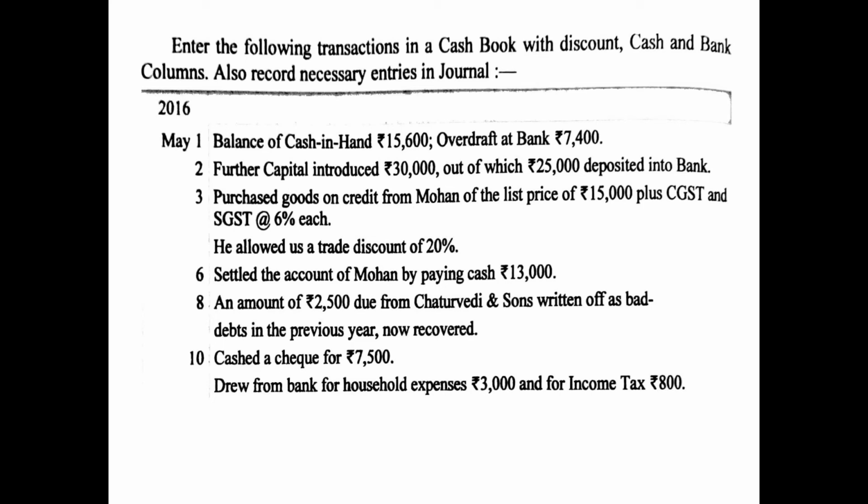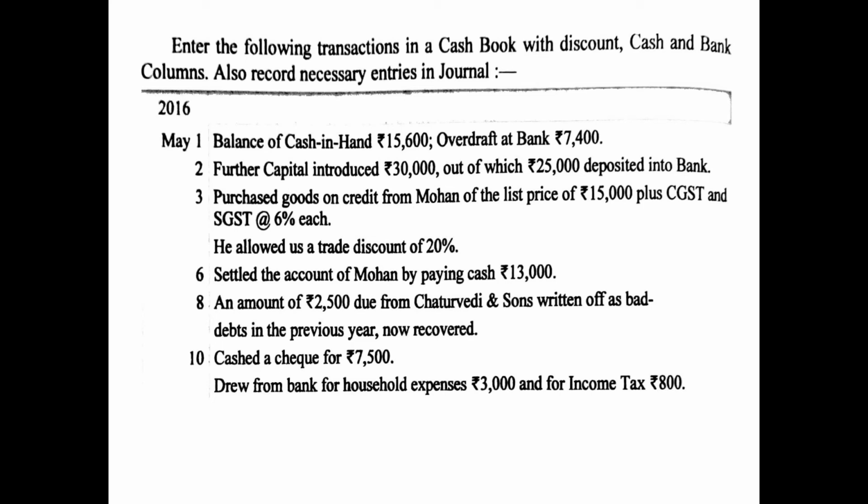Then May 3rd, purchase goods on credit from Mohan of the list price, that is the MRP, 15,000 plus CGST and SGST at 6% each. So the goods are being purchased from Mohan, the list price of which is 15,000. Here the goods are purchased on credit. That means it will not be recorded in the cash book.